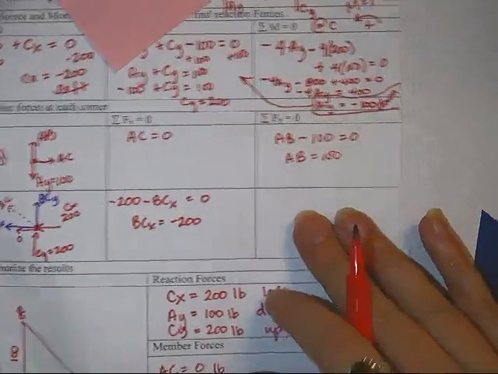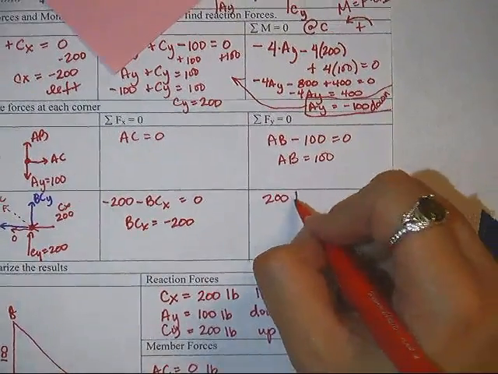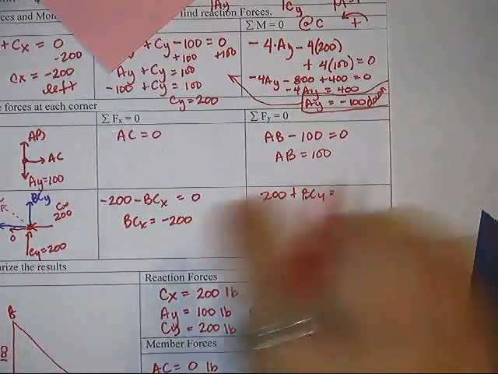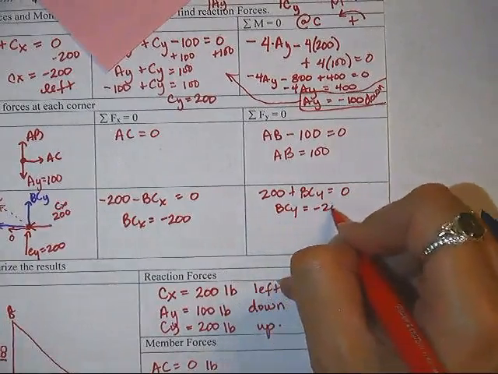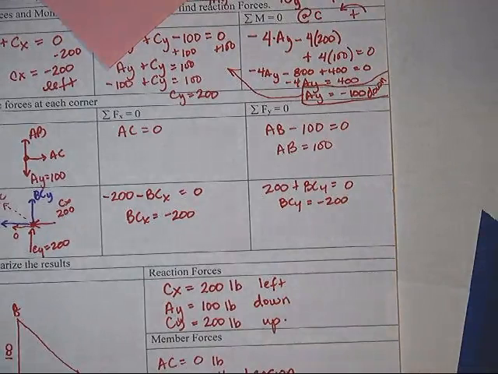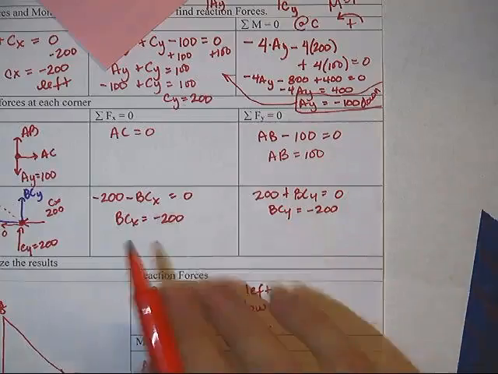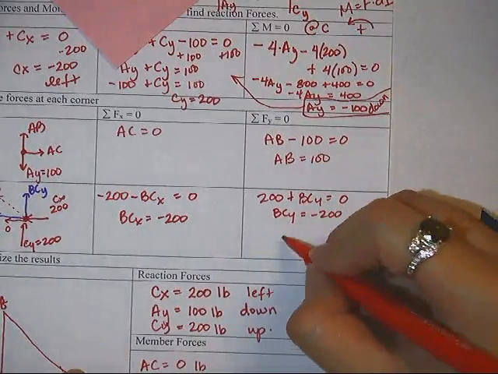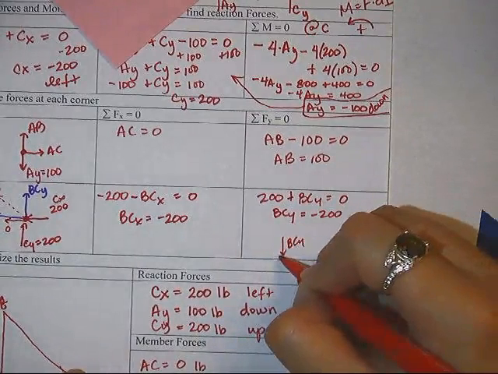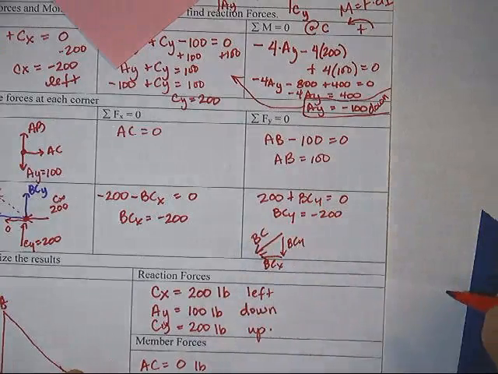Now I'm going to do the Y direction. I have CY going up, which is 200. I have BCY going up. And that's it in the Y direction, so that's equal to 0. So I find BCY is equal to negative 200. Well, remember when we did vectors? I really want to know what BC is, and I have BCX and BCY. If I draw these in the negative direction because these are both negative, BCX and BCY are like this, and BC is going like that.